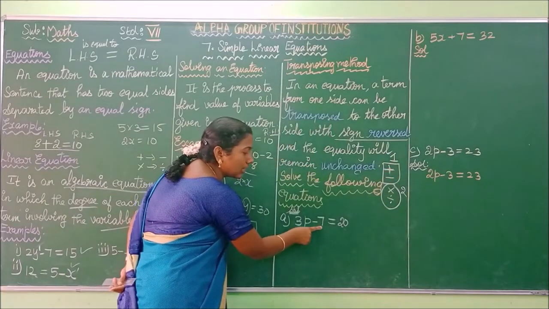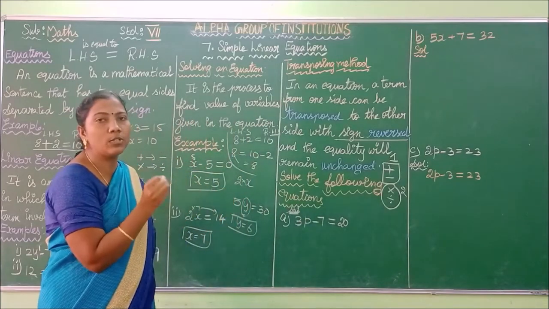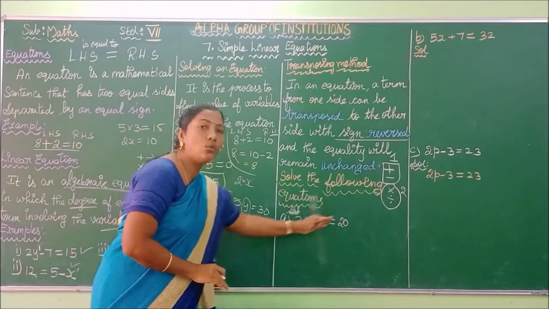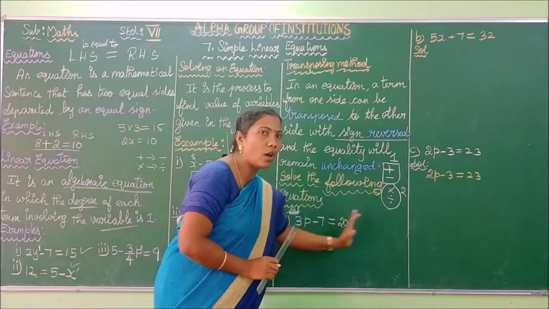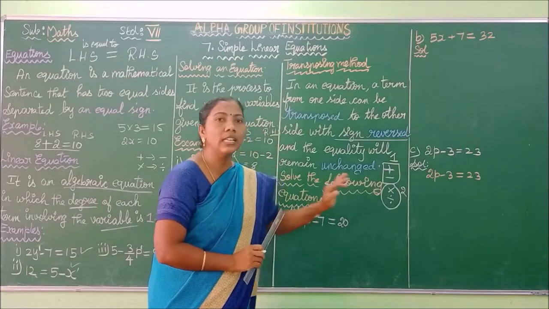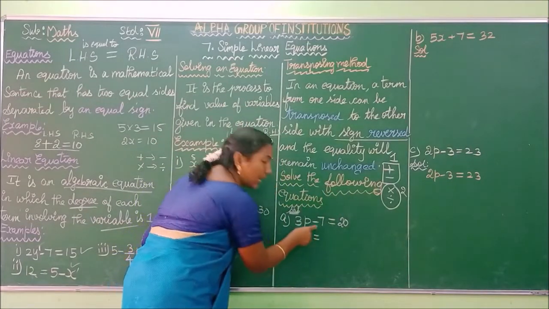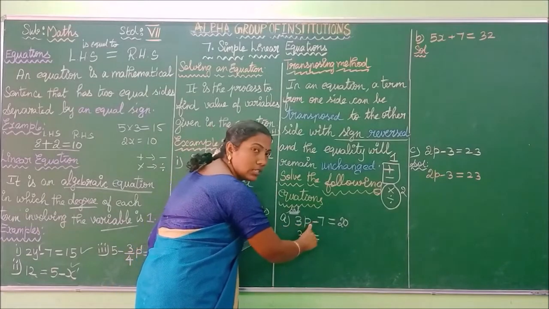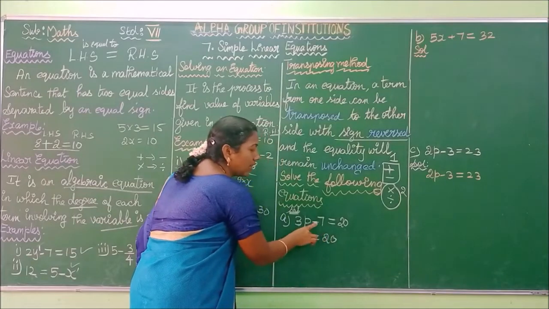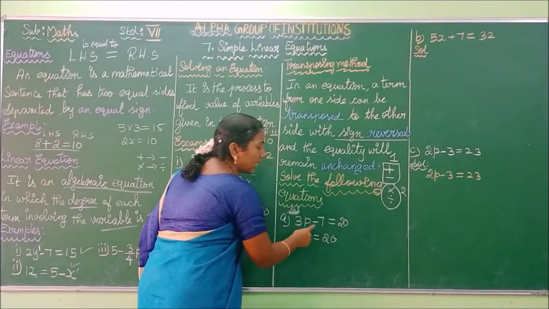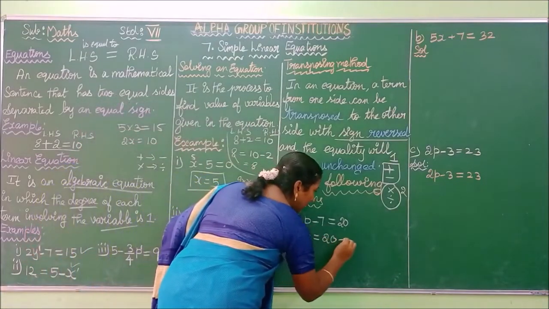Here we have the term 7. This is in the process of subtraction. So you have to transpose the 7 from LHS to RHS. While you transfer the term from LHS to RHS, you have to reverse the sign. So 3p equals, now we are going to transpose the 7 from LHS to RHS, so 20. Now the minus 7 goes to that side, so its sign should be reversed. So minus became plus. So plus 7.